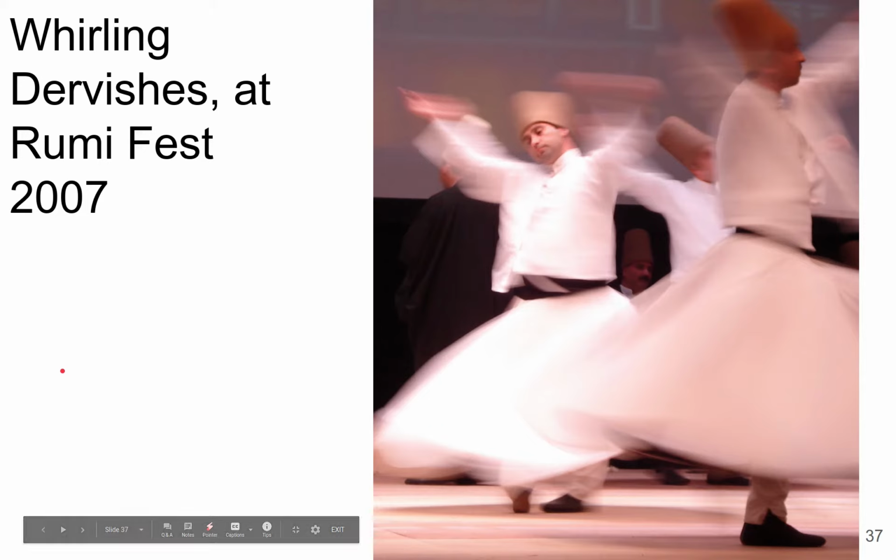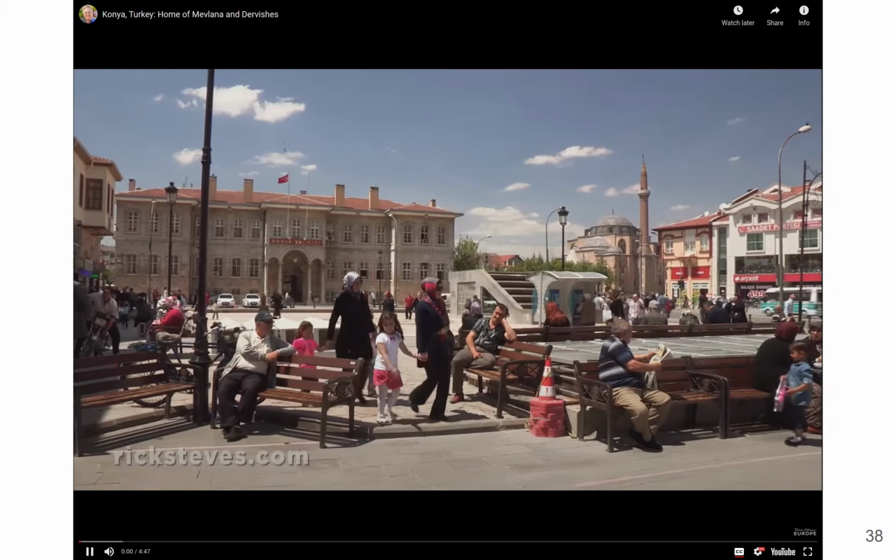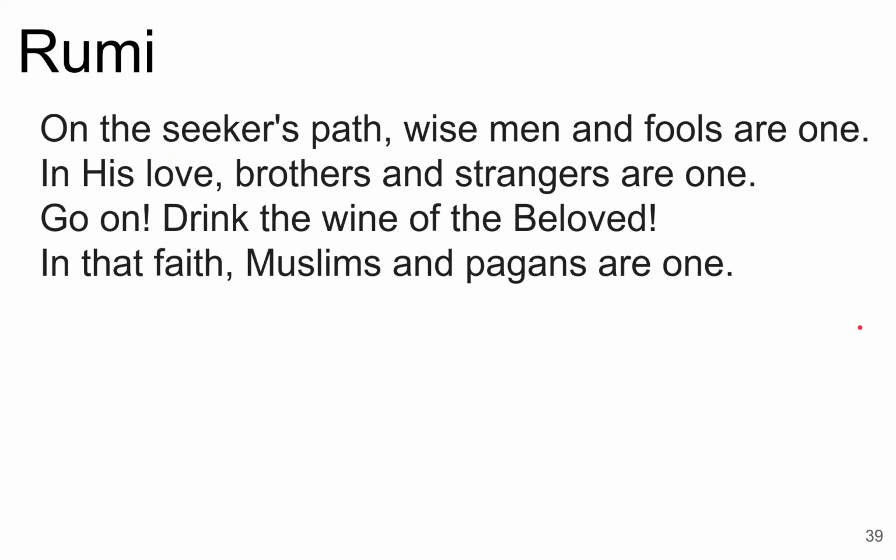Picture of whirling dervishes performing at the Rumi Fest in 2007. I've included a Rick Steves video talking about a visit to Turkey to witness a performance of these dervishes. Rick Steves gives some context to what they're doing when they're spinning. It's not just the spinning that's important. They're doing stuff, and he'll explain that. Yeah, we don't have time for that now.